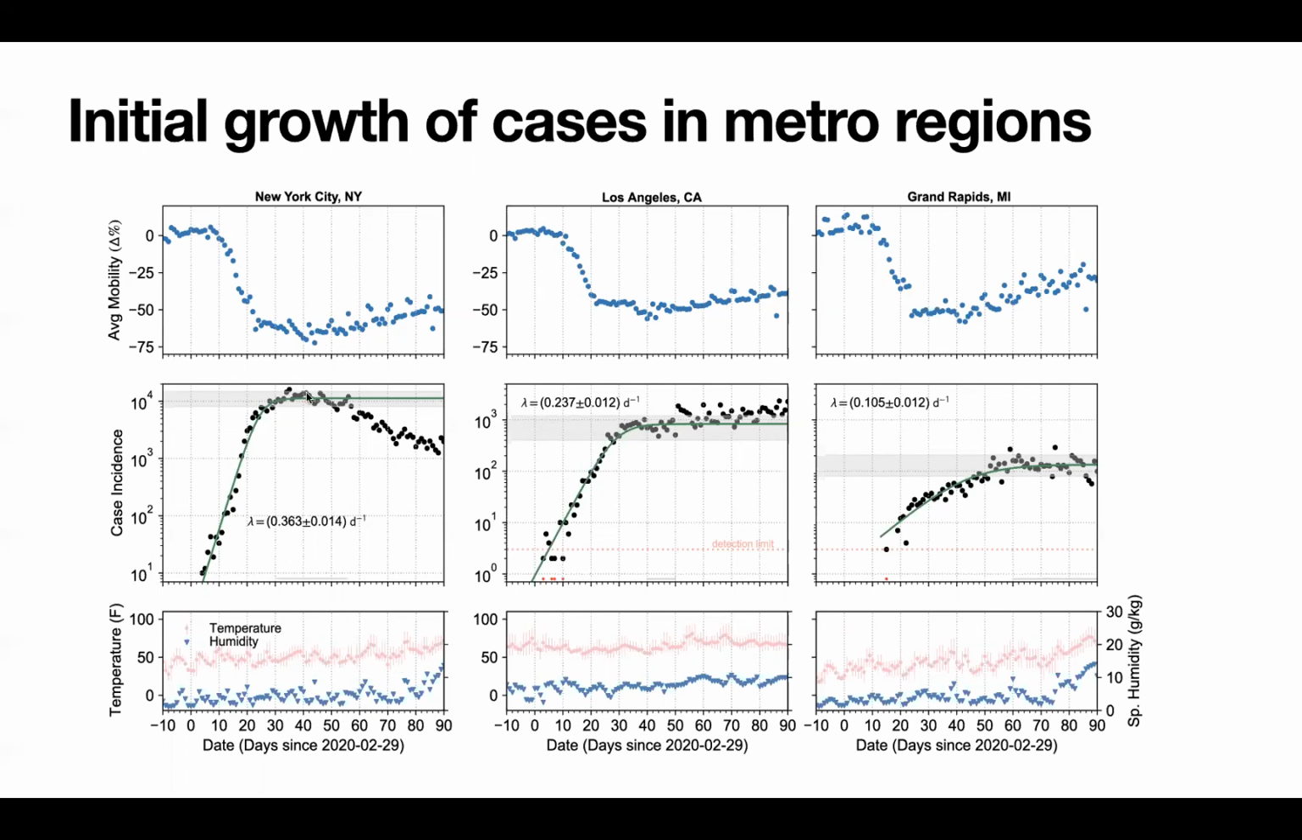Here, the case incidences early on were exponential in various places, but then for various reasons, they stopped or started going down. We're going to discuss why that happens. But basically, our goal is to understand the dynamics of cases and mortality based on local conditions like the average mobility and temperature and other things that we looked at. So this lambda is the exponential growth right here. Any questions so far?